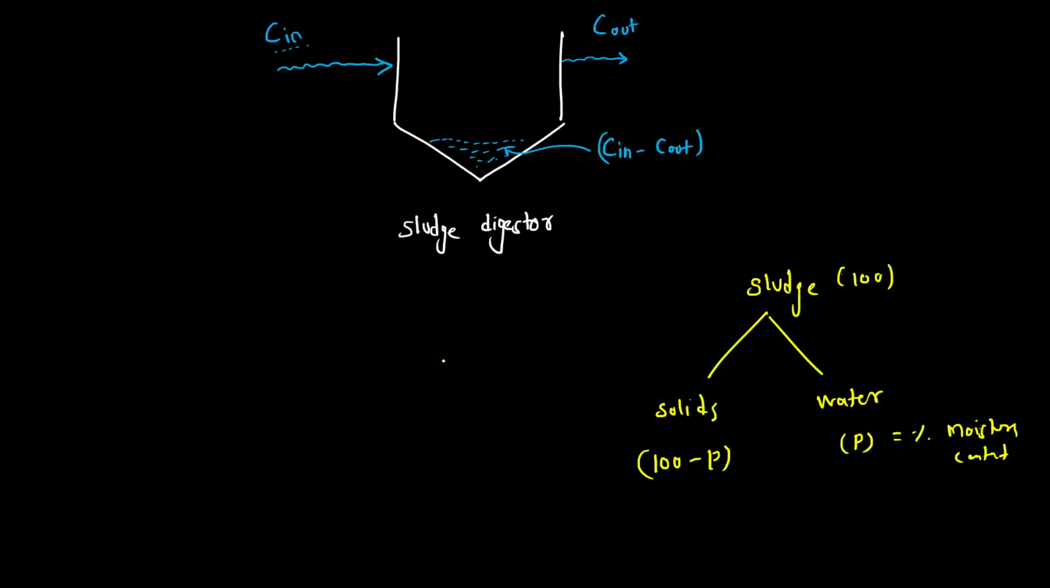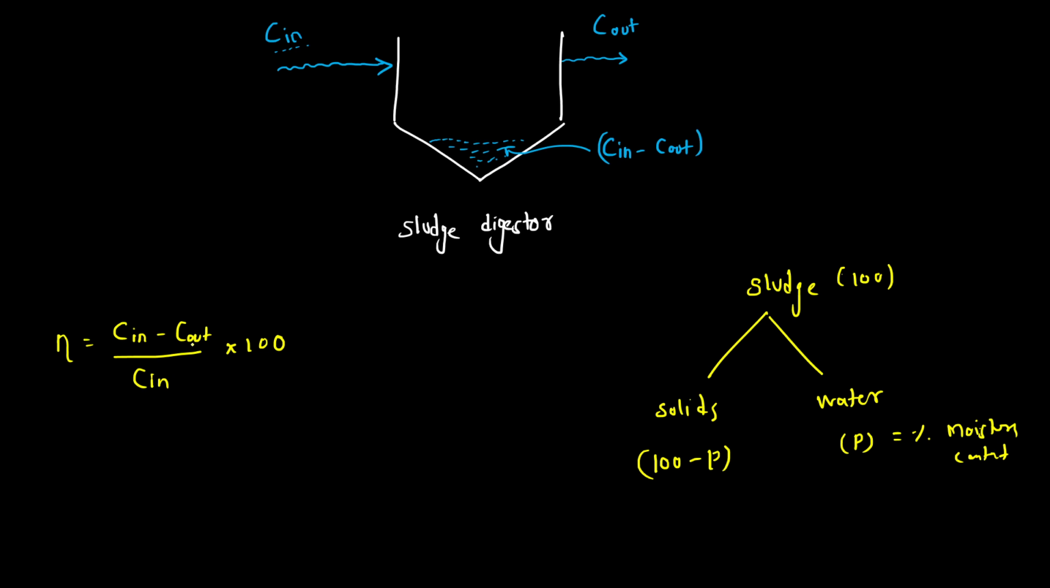So the first formula is concentration of dry sludge, or we can say concentration of dry solids in sludge. This will be C in minus C out. Now if I want to find out the efficiency, what is the formula of efficiency of a sludge digester or efficiency of anything? It will be whatever is the input minus output, that is C in minus C out, divided by input, so C in, into 100.